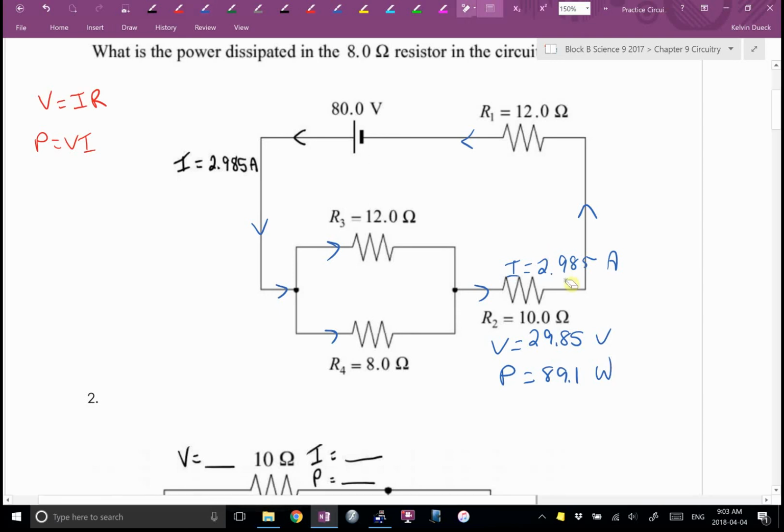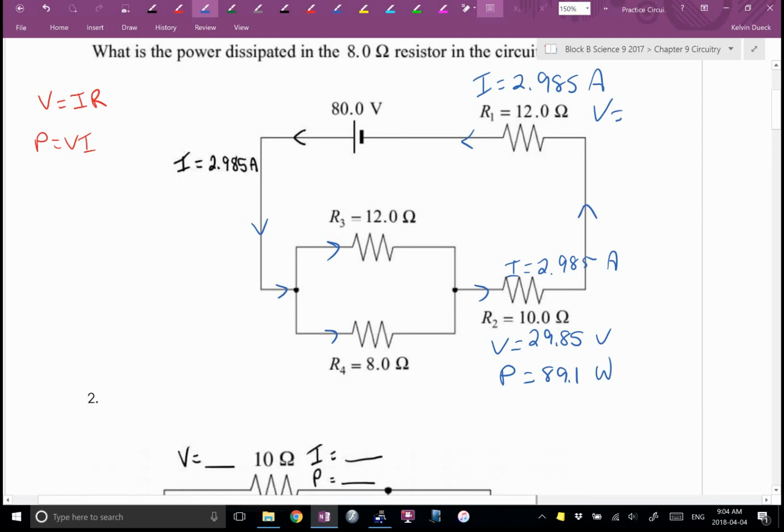So how many amps right there, Cleo? 2.985. How many amps right here? Still the same. How many amps right here? Still the same. Ooh, how many amps going through this resistor? 2.985. Yes. And now I can smile. I know two things. 2.985 amps. I can also tell you how many volts we lose going through that resistor.